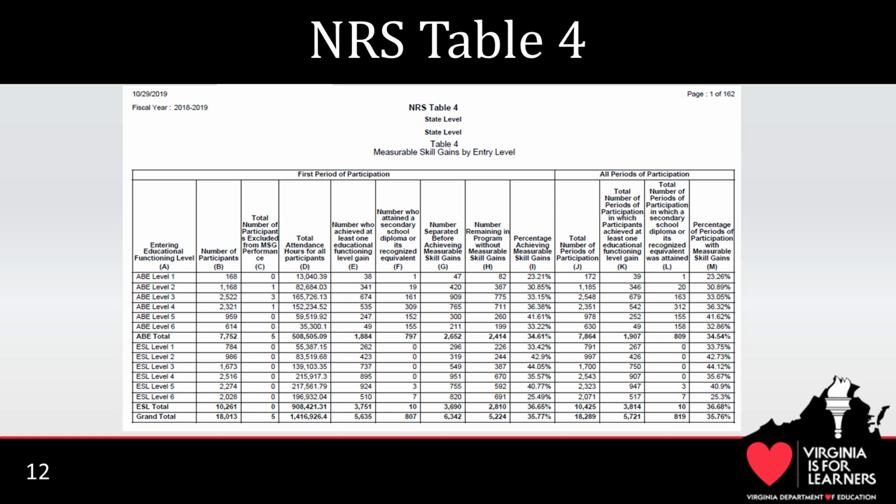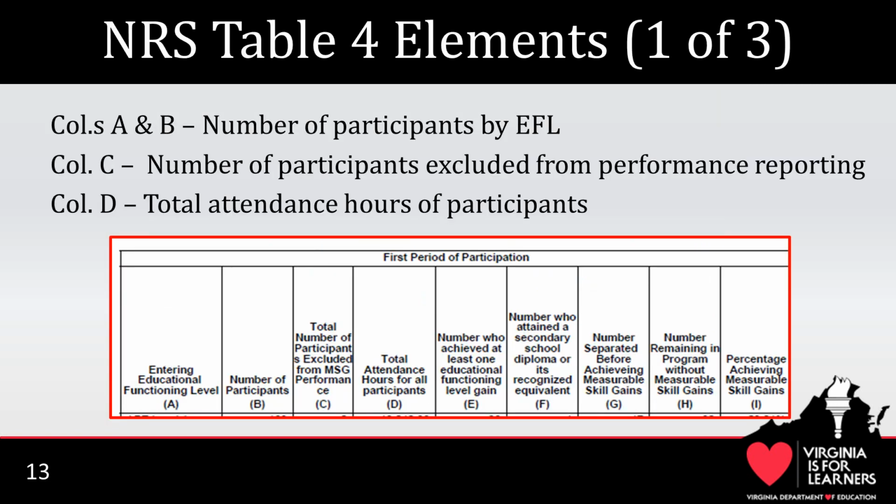Note that columns A through I fall under the broader category of first period of participation, and columns J through M fall under the category of all periods of participation. Columns A and B provide the number of participants by EFL. Column C provides the number of participants who exited based on the circumstances that exempt the participant from performance reporting. Column D provides the total attendance for each participant.